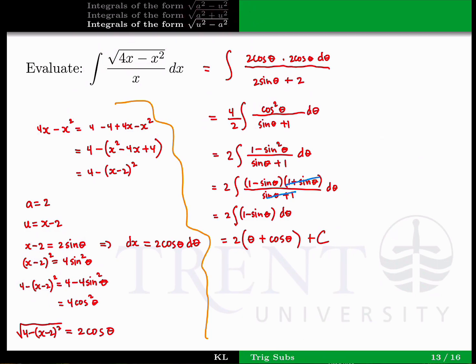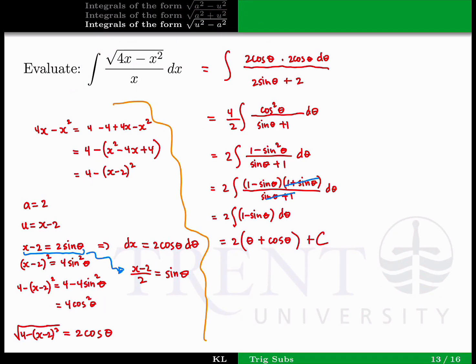Of course, since it's just theta, we can use inverse trig. It's coming from this one here. From this one, first we divide by 2. We will have x minus 2 over 2 equals sine theta. So theta will be sine inverse of (x minus 2) over 2.